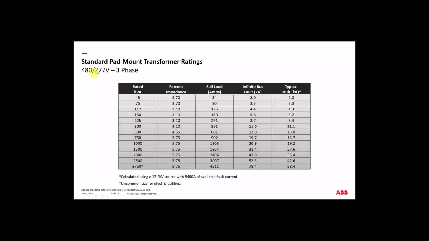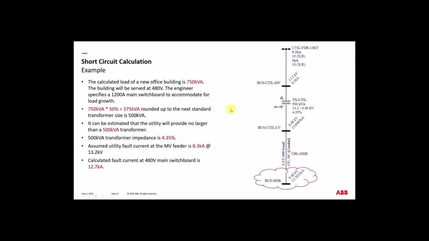I did the same thing for 480 volt, 277, and you can use these tables when you do these calculations. This is a pretty good reference, because everything except the last column is using the 8.3. I've noted with a star that it's calculated using a 13.2 kV source with 8400 available fault current. Everything prior to this is directly out of C57, so this is all real information, not just something I invented. So you can use those tables.